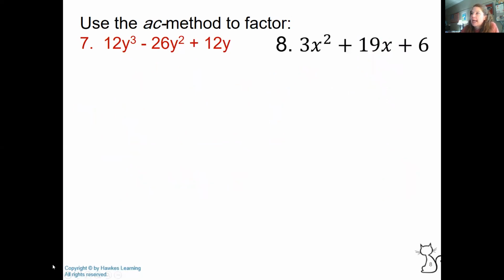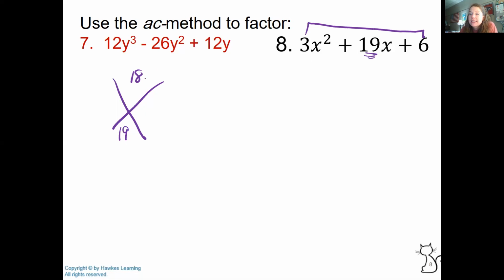All right, let's look at number 8. First of all, we're going to see, is there anything all three terms have in common? And the answer is no. 19 is a prime number. It's not going to help us to divide by 1. So we're going to do the AC method. We're going to multiply 6 times 3 and we get 18. So remember, you want two numbers that multiply to give you 18 and add to give you that middle number. Well, the middle number is 19. So what are the factors of 18 that will add to give me 19?